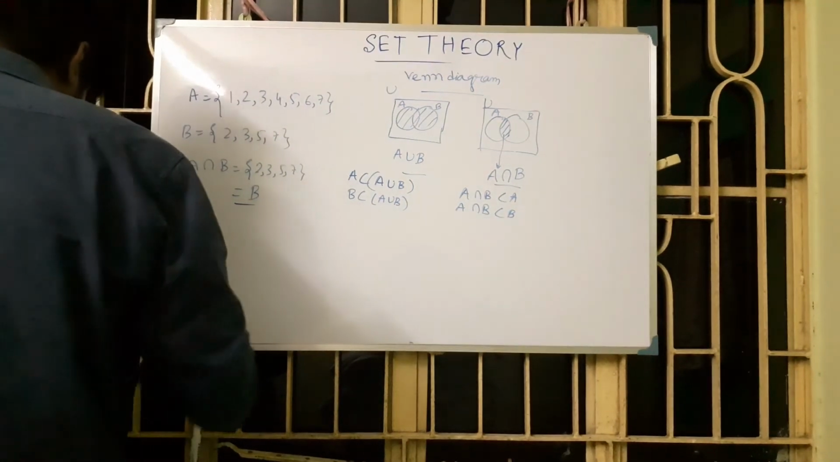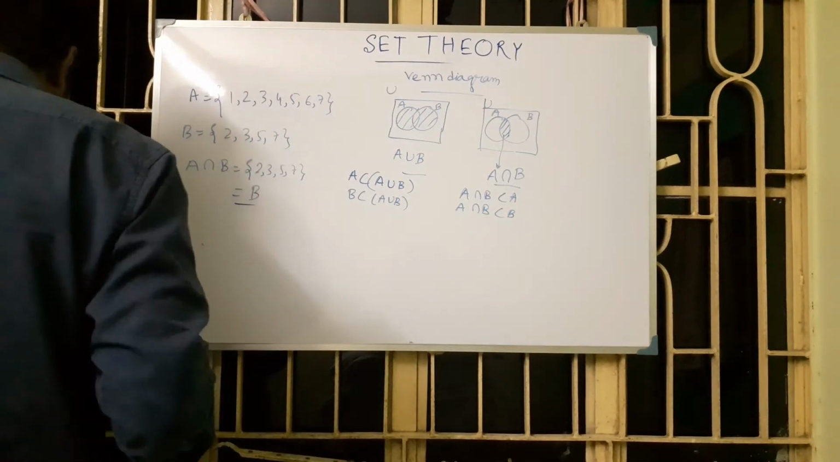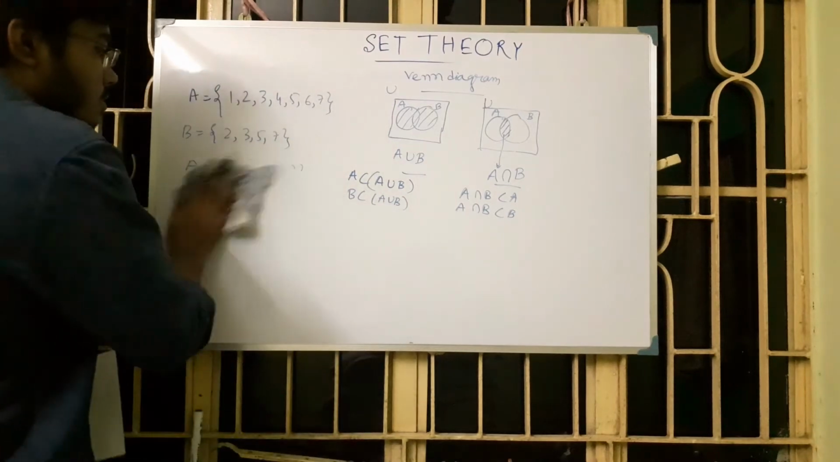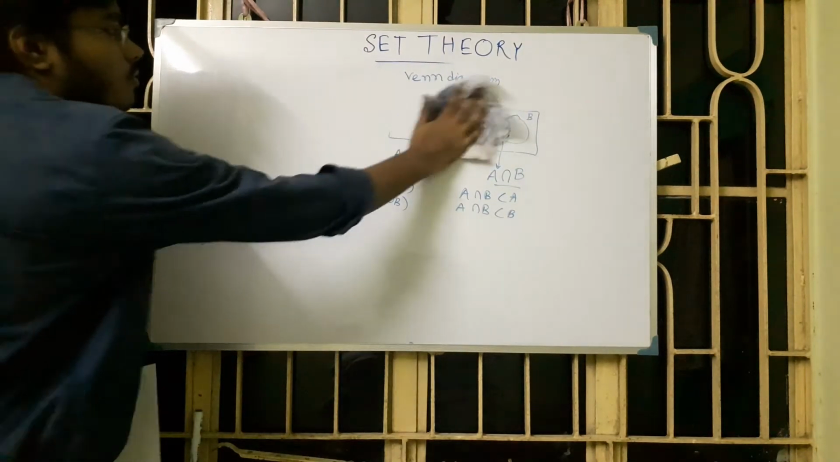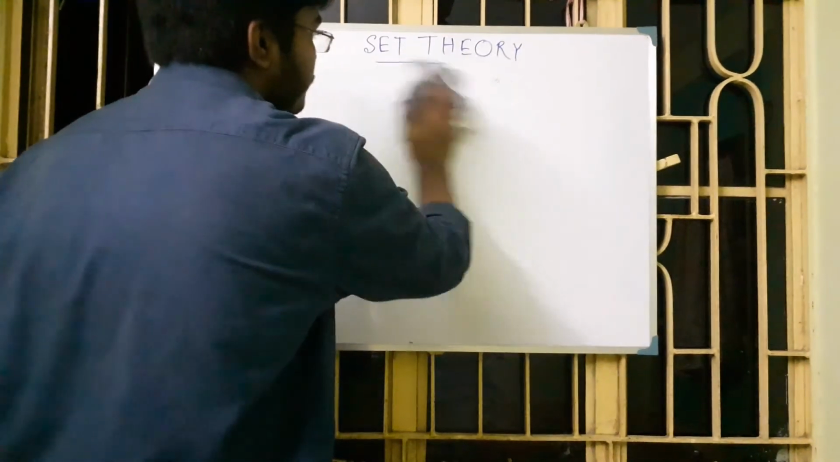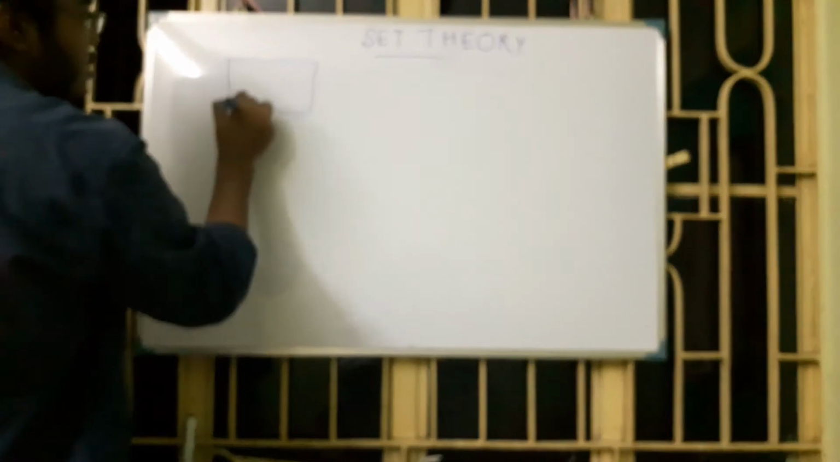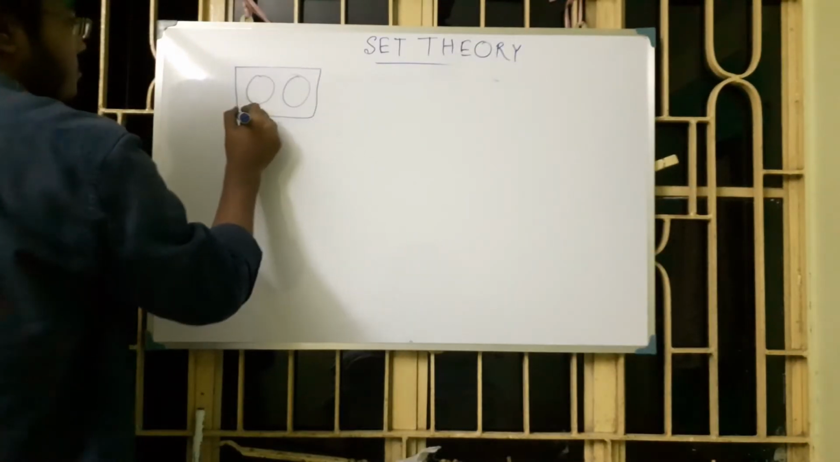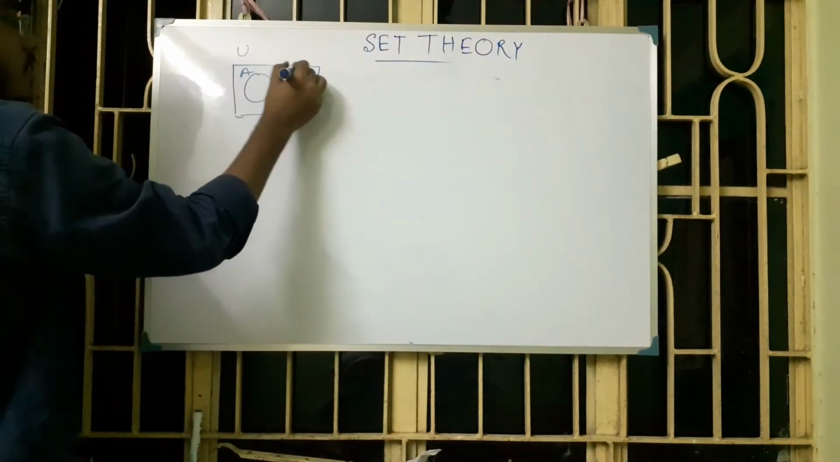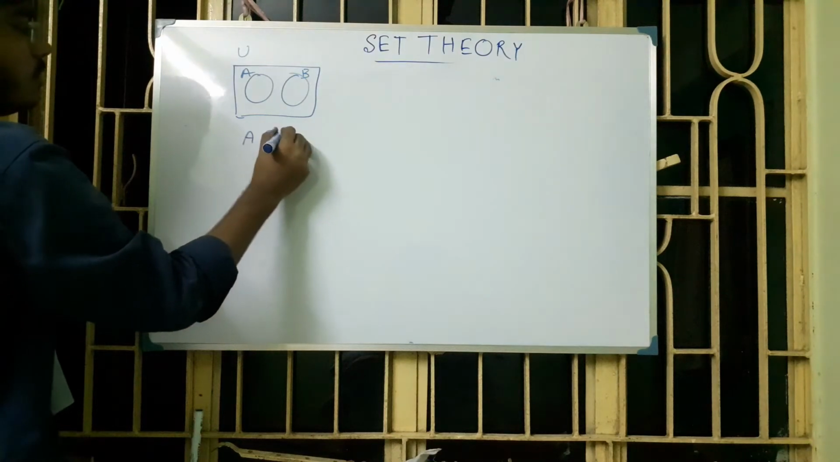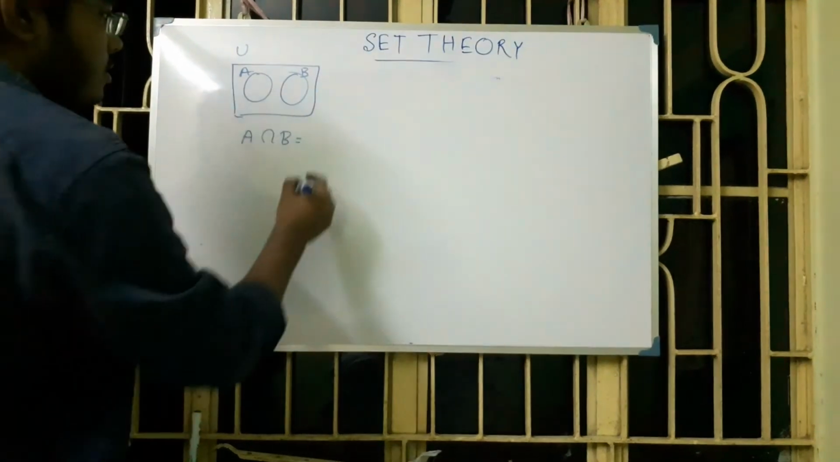Okay. Now the thing is, what is the null set? Okay, this is the null set. This is U, this is A, this is B. A intersection B, no intersection, no common thing, that is phi. Okay, this is the definition of the phi set.